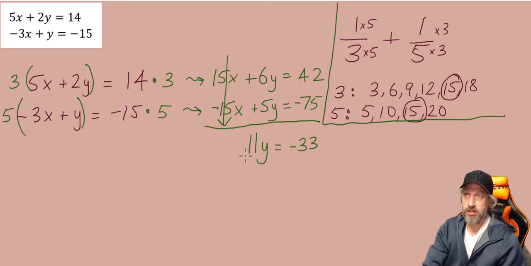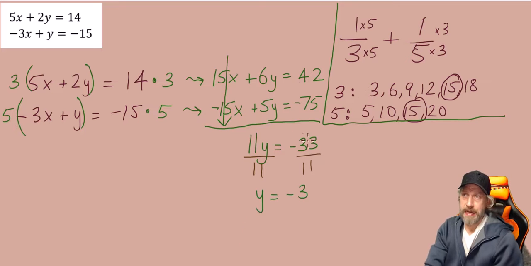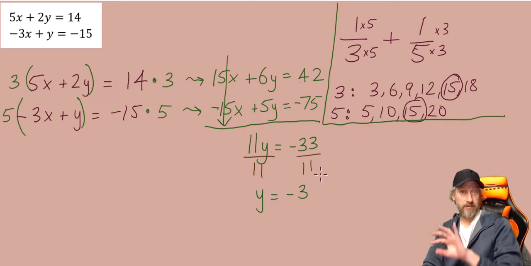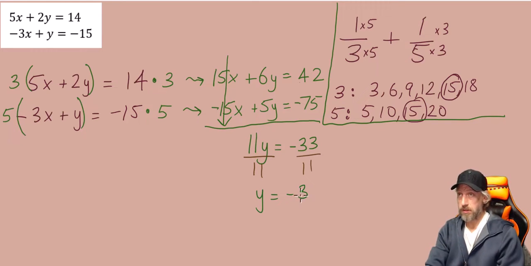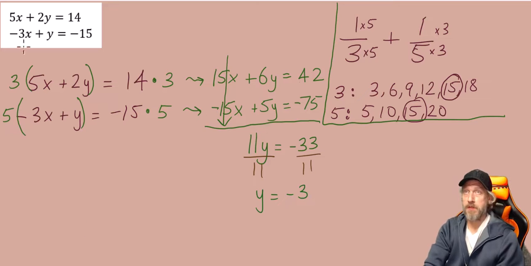Let's finish solving for y. Divide by 11. And so we've got -33 divided by 11 is -3. There's our solution for y. Remember, we need to find solutions for both variables, and we wrap up these problems by finding one solution and then going and substituting back into our equations to find the other.